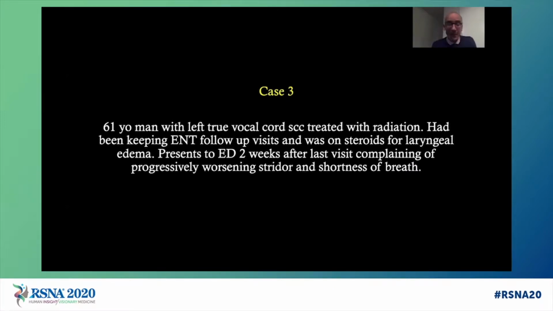Our third patient, a 61-year-old man who had left true vocal cord squamous cell carcinoma, which was treated with radiation. He'd been keeping up with his ENT follow-up visits and had this persistent problem with laryngeal edema after radiation. He'd been given steroids with some success, came to the ED 2 weeks after his most recent ENT visit, complaining of progressively worsening stridor and shortness of breath.